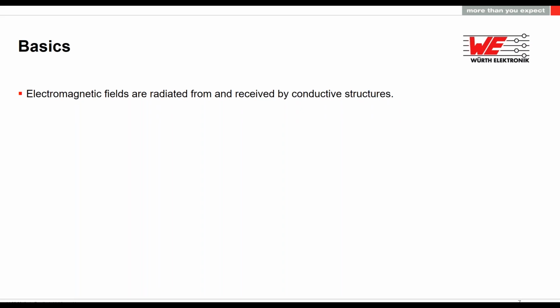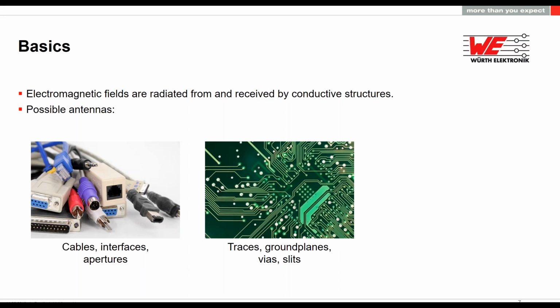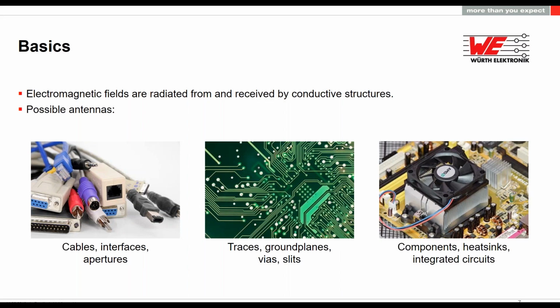About the basics, electromagnetic fields are radiated from and received by conductive structures. Possible antennas can be cables, interfaces, apertures, traces, ground planes, via slits, and components such as heatsinks and integrated circuits. At the end, every part that is conductive on a device can be an antenna. This depends on the size, as we will see later, and also on the structure and geometry.